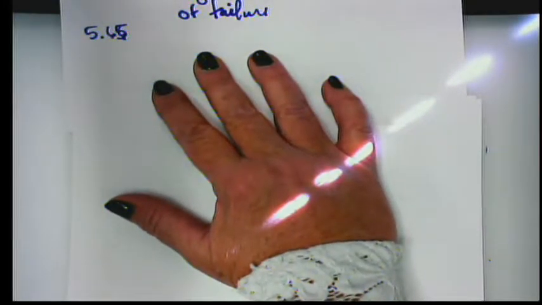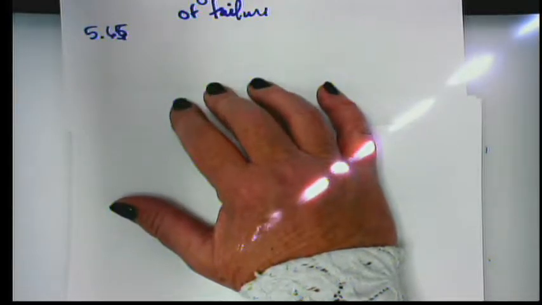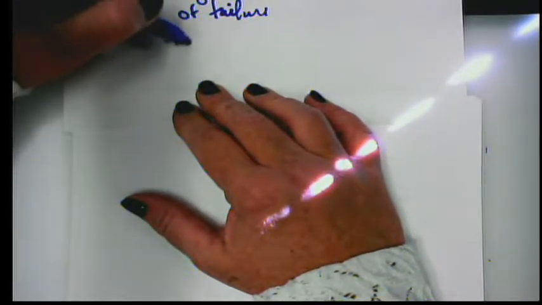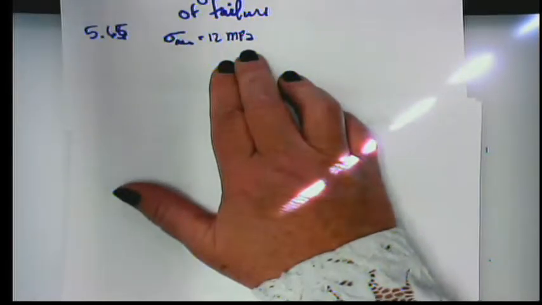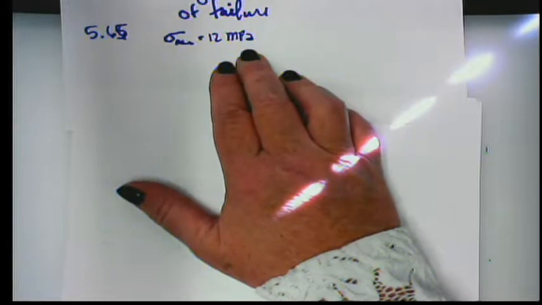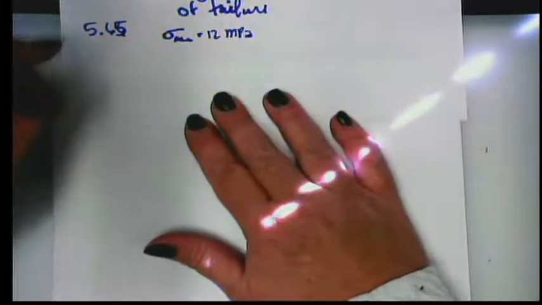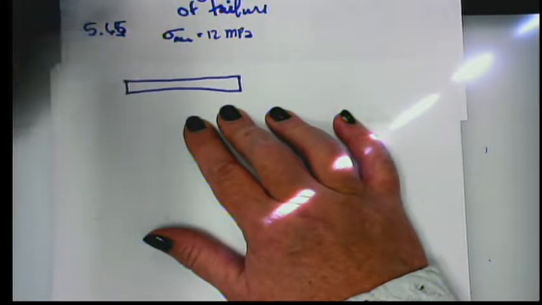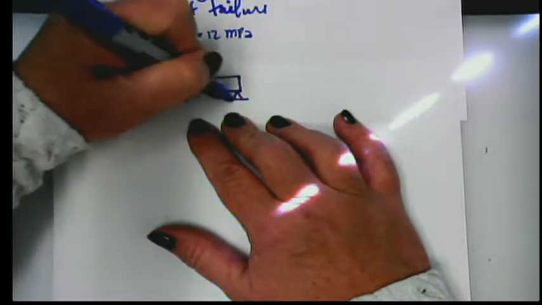It says, for the beam and loading shown, design the cross-section of the beam knowing that the grade of timber used has an allowable normal stress of 12 MPa. So sigma allowable is 12 MPa, and we need to design for 12 MPa or less. So we start out the same way that we've always started out. We draw a diagram which shows what the prismatic member looks like.